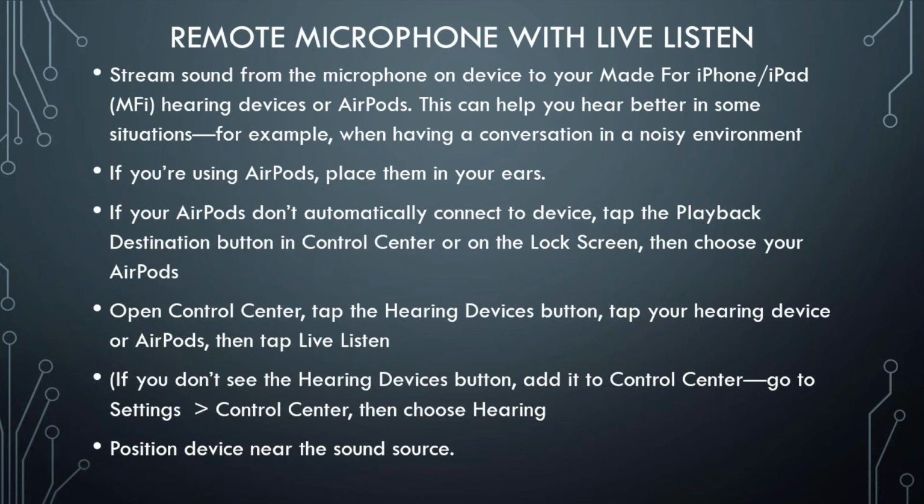And of course, you would put the hearing device in your ear. If you have a hearing aid, you'd obviously already have it in your ear, or if you had AirPods, you could go ahead and put those in. Then again, you would open the Control Center, tap the hearing device button, tap your hearing device or AirPods, and then tap Live Listen. If you do not see the hearing devices button, you can add it to the Control Center by going to Settings, Control Center, and then choosing Hearing. And then, of course, you would just position the device near that person who's speaking or whatever sound source you're trying to amplify.